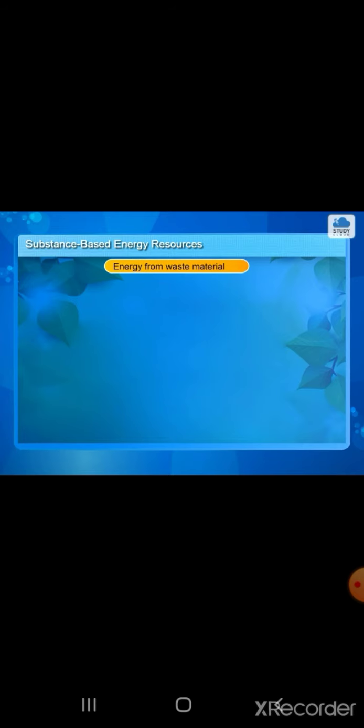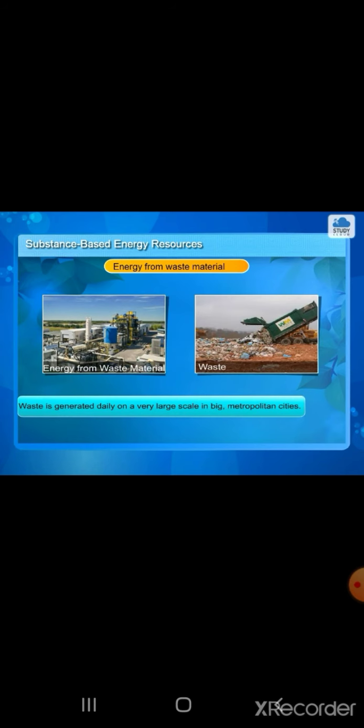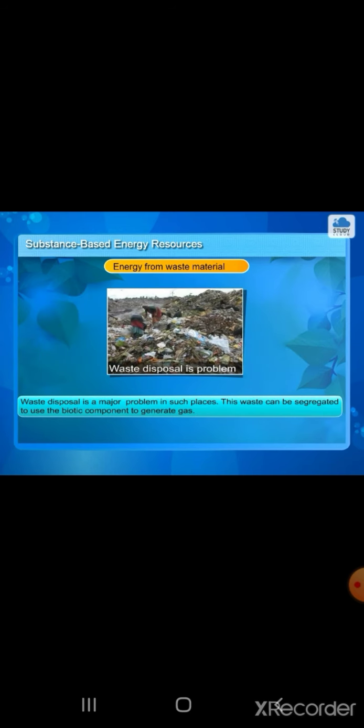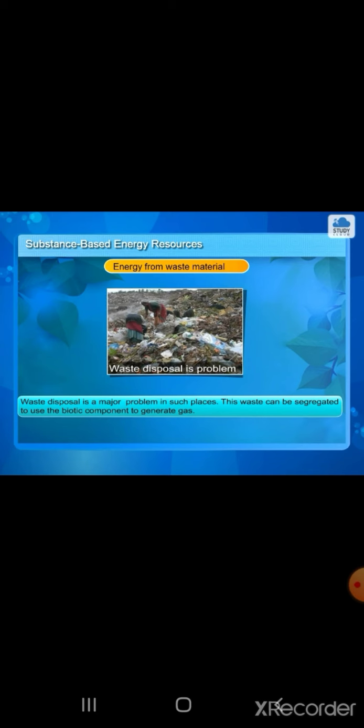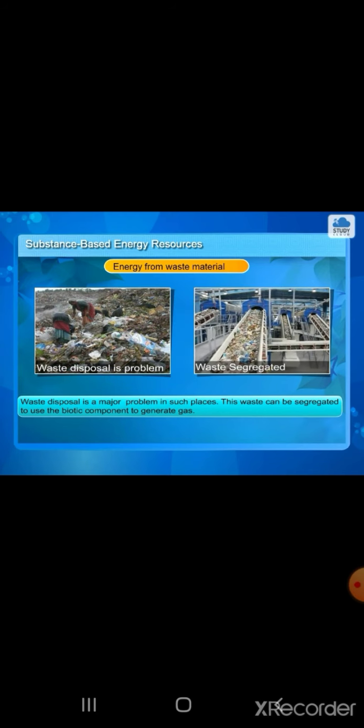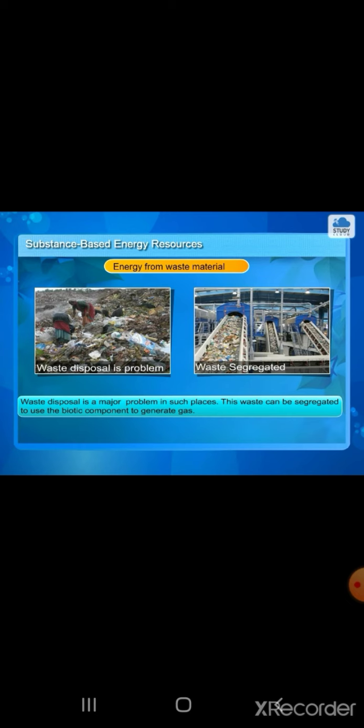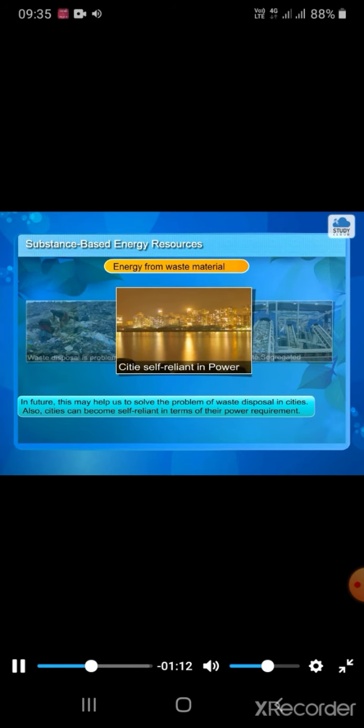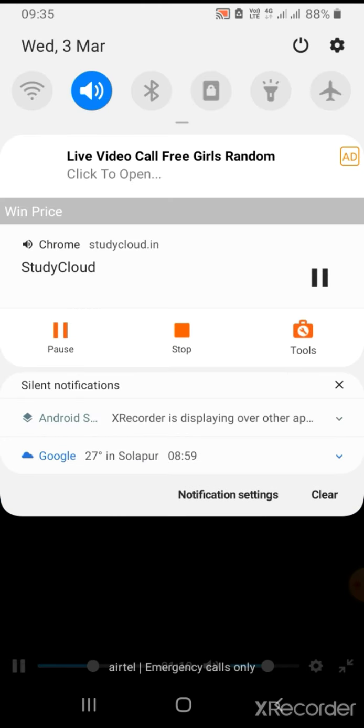Energy from waste material. Energy from waste material is a substance-based energy resource. Waste is generated daily on a very large scale in big metropolitan cities. Waste disposal is a major problem in such places. This waste can be segregated to use the biotic component to generate gas. This gas can then be used to generate power. In future, this may help us to solve the problem of waste disposal in cities. Also, cities can become self-reliant in terms of their power requirement.